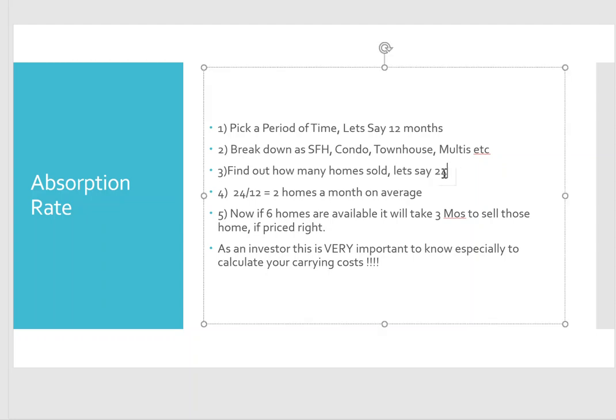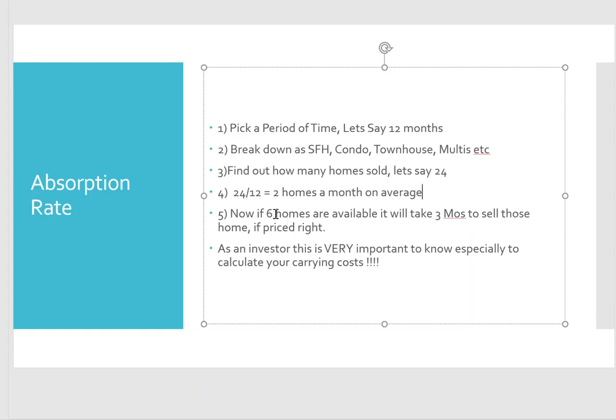Let's just say 24 homes sold in the last 12 months. That equals 2 homes a month on average. Now, if you go back in the MLS and see 6 homes are available, it will take approximately 3 months to sell that home if priced properly.